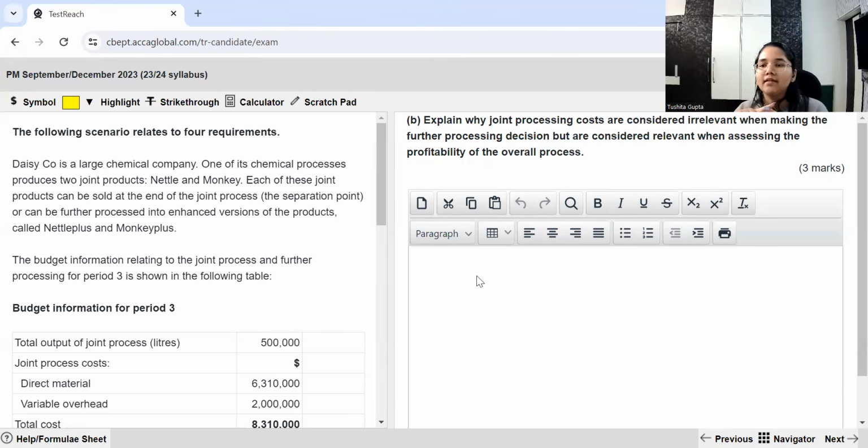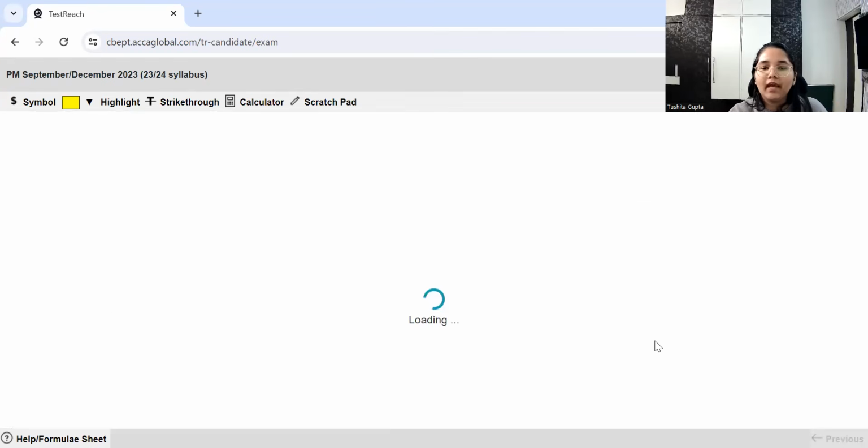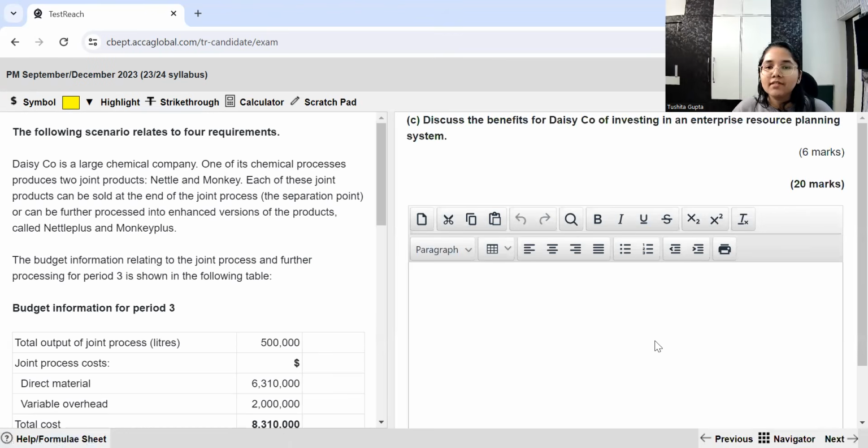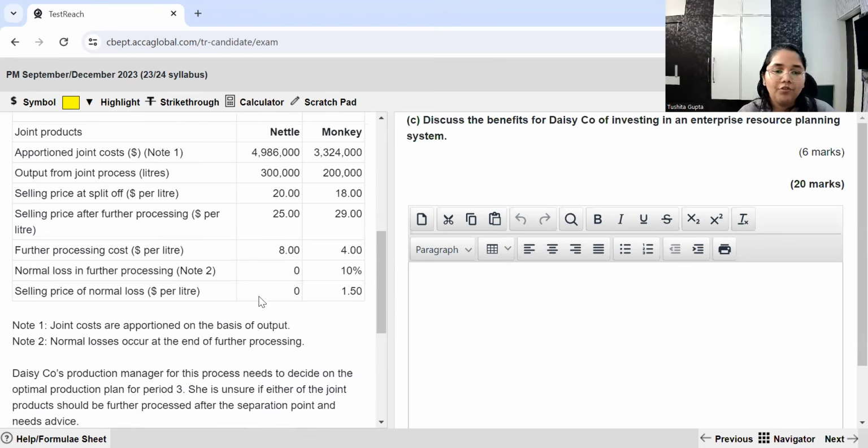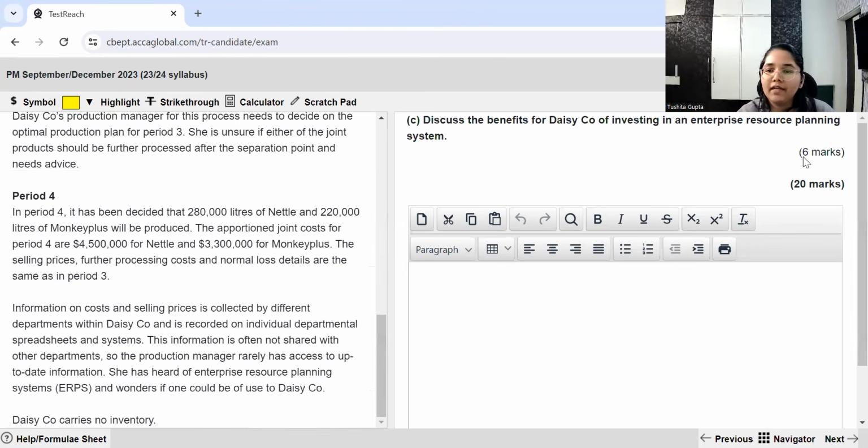So that is why they are considered relevant in this scenario. Moving on to the next requirement that we have. The next requirement says, discuss the benefits of Daisy Company investing in an enterprise resource planning system. So basically, over here, there are 6 marks available.